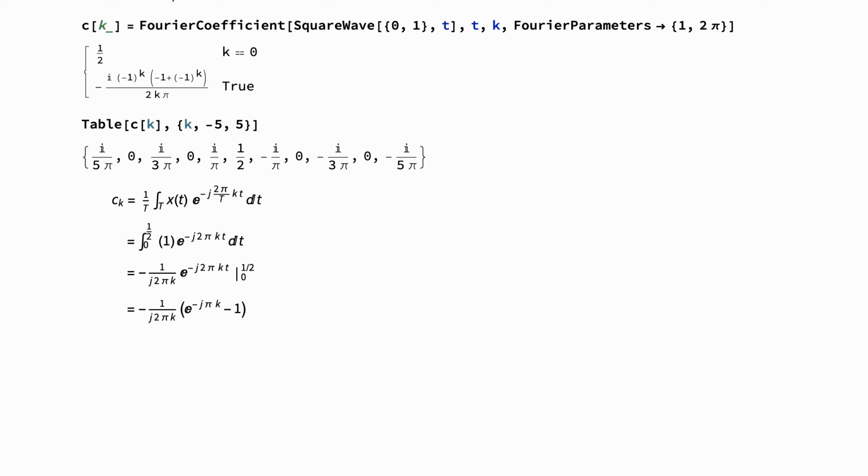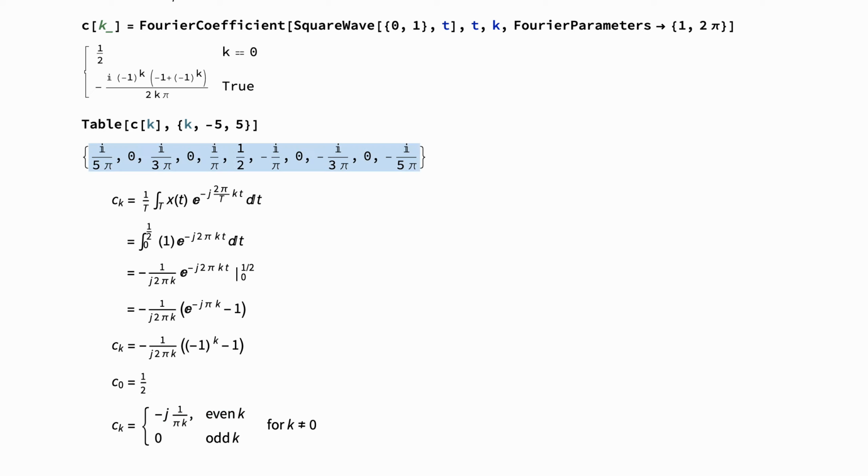Evaluating the integral and replacing the term e to the power minus j pi k with minus 1 to the power k, the coefficients can be expressed as indicated here, which means that c_0 is 1/2 and the rest of the coefficients for odd values of k are 0, and for even values of k are expressed as shown here, which matches the results that we obtained using the Wolfram language.